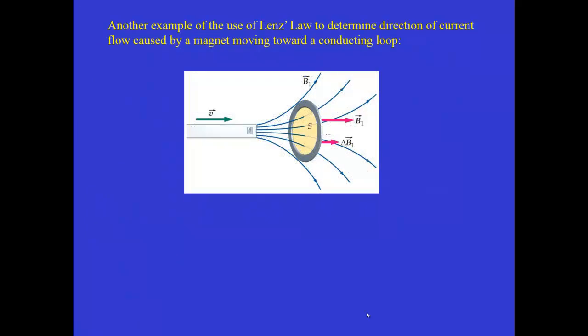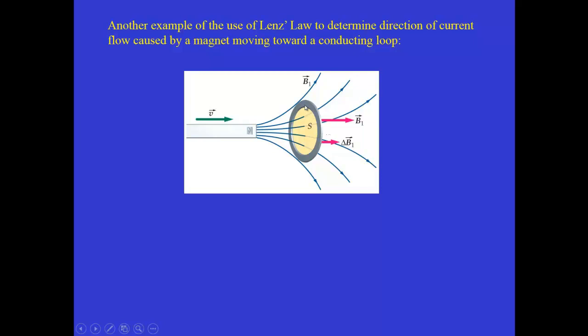So let's do another example. Here is a physical situation where the magnetic field isn't being controlled and made larger, but we're moving a magnet toward a conducting loop. Inside the loop, which is the surface that we will calculate the magnetic flux for, as the magnet approaches, the magnetic field does get stronger.